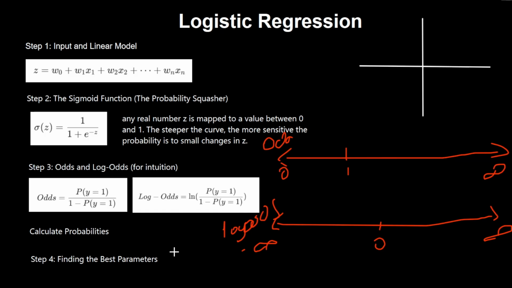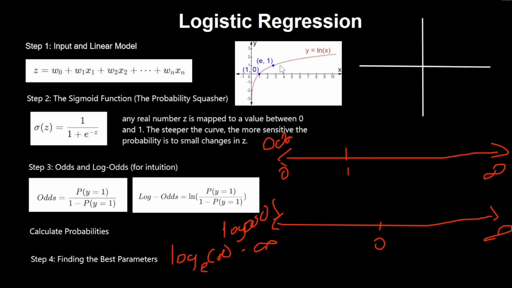So log is nothing but the natural log to the base e of any value x. So let me just pull up the graph for the natural logarithm. So we have the natural logarithm graph here. Here you can see that the value ranges from minus infinity to infinity. When the x value is 1, the natural log of 1 is 0. So that's why 1 is converted into 0 in this log of odds function.